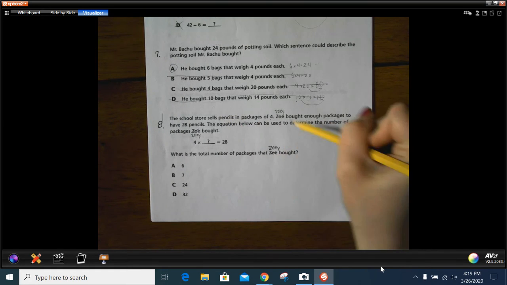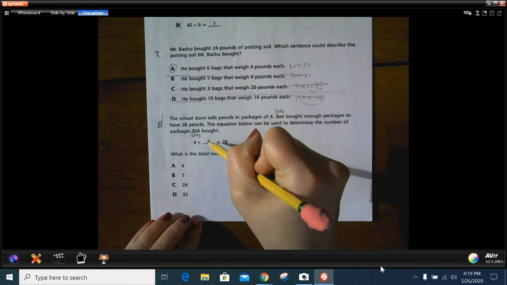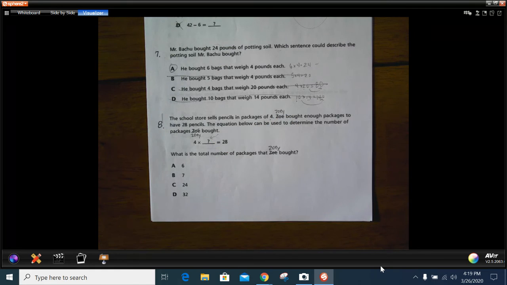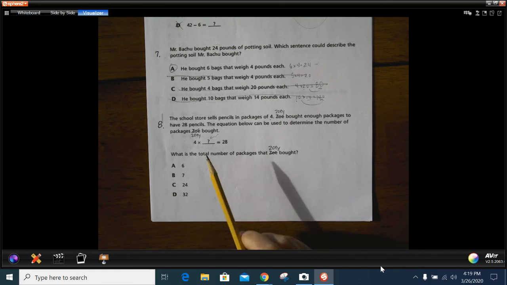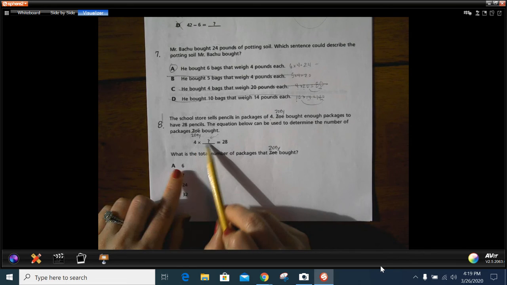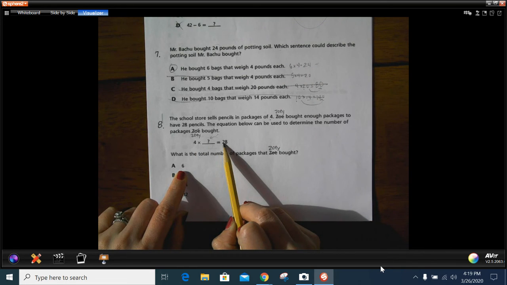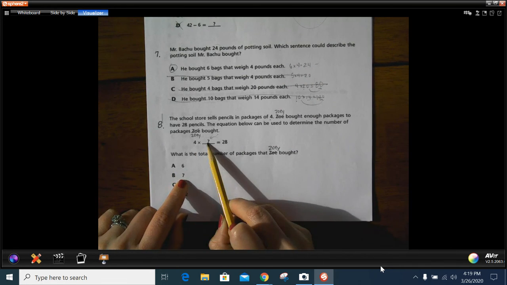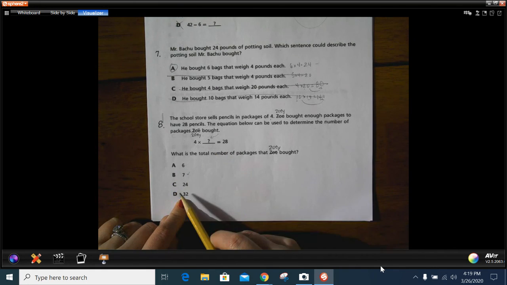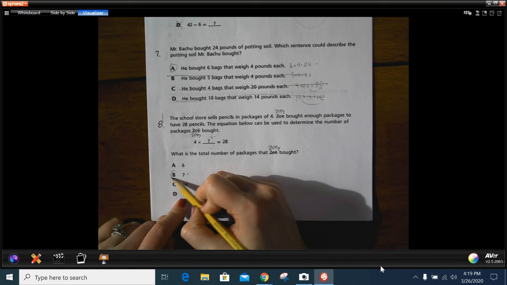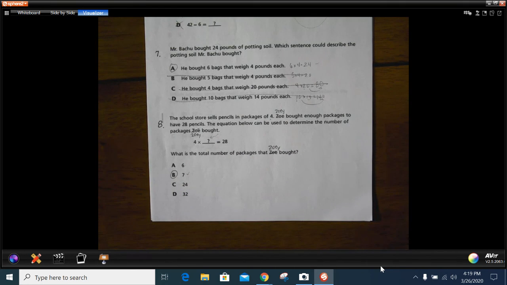This is a lot of words, guys, to ask you what goes in the blank. A lot of words to answer that question, right? So here we go. 4 times 6 equals 28. Well, no, 4 times 6 equals 24. 4 times 7 does equal 28. That's a good one. 4 times 24, no way. 4 times 32, not a chance. B.